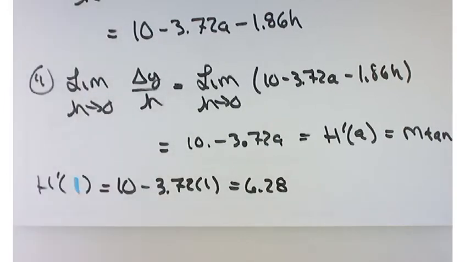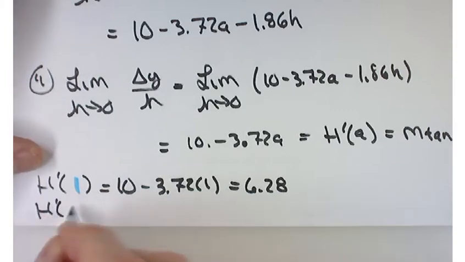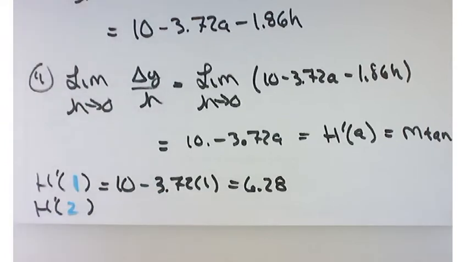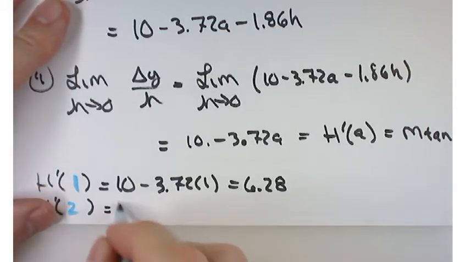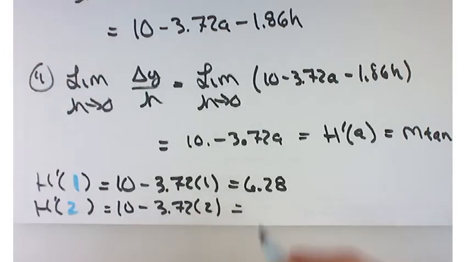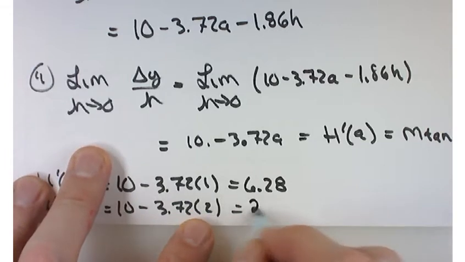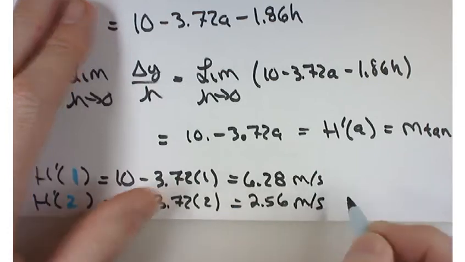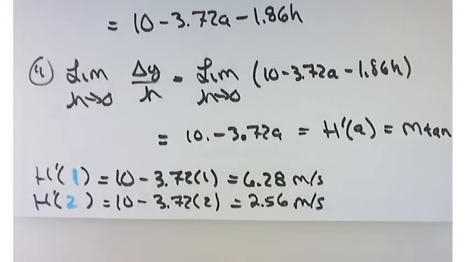Okay, that's nice. But what's even nicer is that if I wanted to find the slope of the tangent line at another point, say 2, I don't have to redo everything. I can just say, okay, let's find the slope of the tangent line at 2. So 10 minus 3.72 times 2. It's going to be what, 2.56? And the units here would be meters per second. It's nice. You can get the slope of the tangent line anywhere from here.